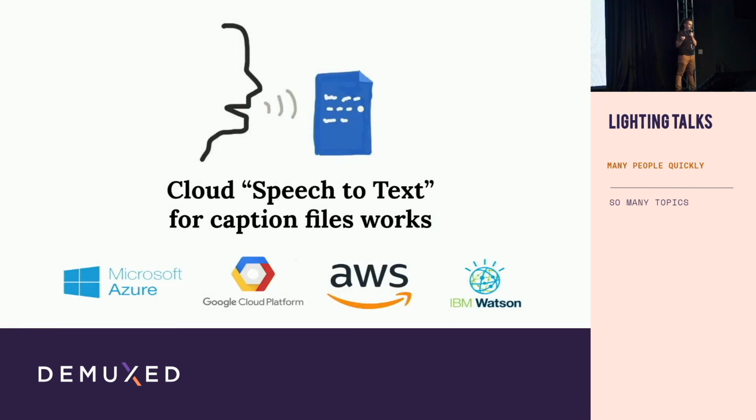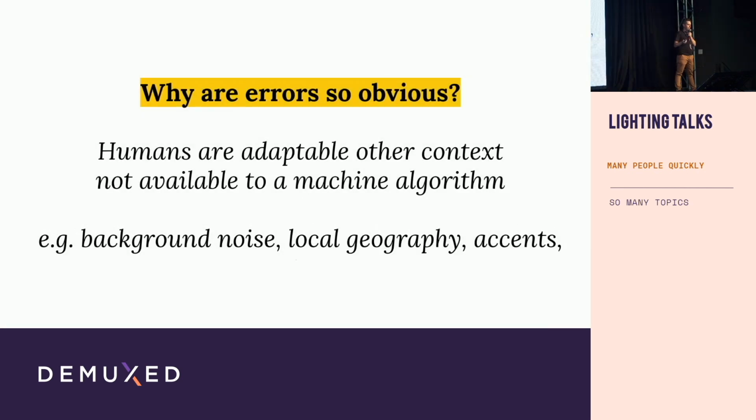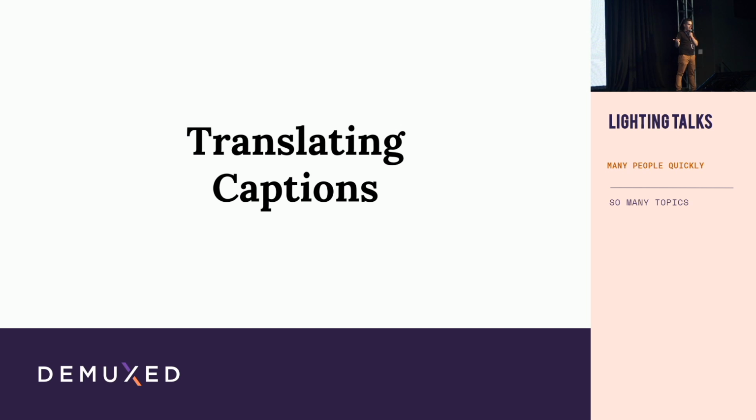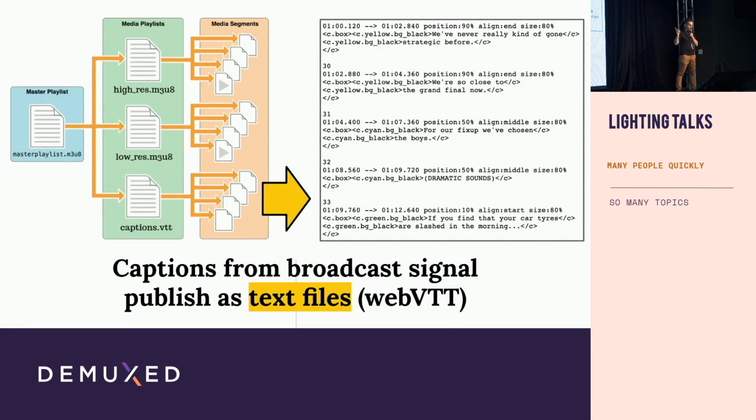Generating captions. So, cloud speech-to-text captions work. There's lots of providers out there that do this. Why are the errors so obvious? Humans are adaptable. We catch background noise, geography, accents. These things catch us. We can detect and they can't quite. But translating captions, now this is really interesting, and I've got 1.5 minutes to get through this.